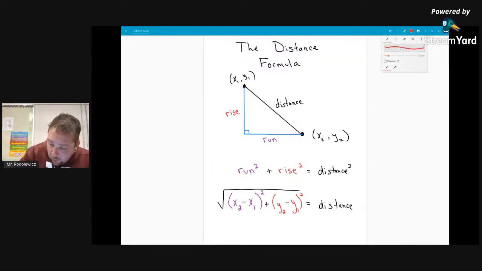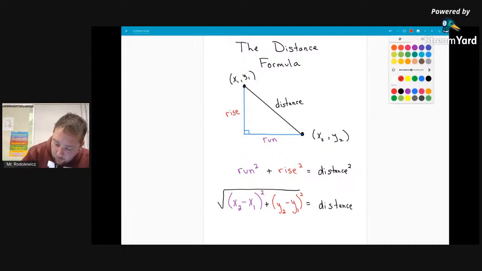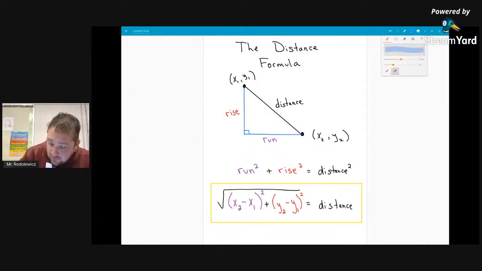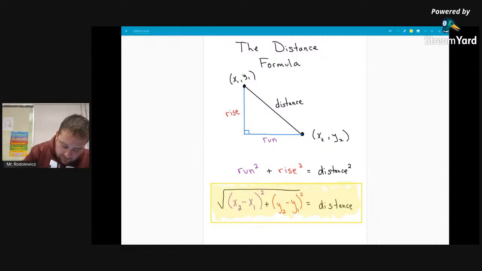And my wonderful, amazing students, what we are looking at right here is what is called the distance formula. This right here, if you Google search it, if you watch Khan Academy videos, you will see it. Whoops, there's a train going by.